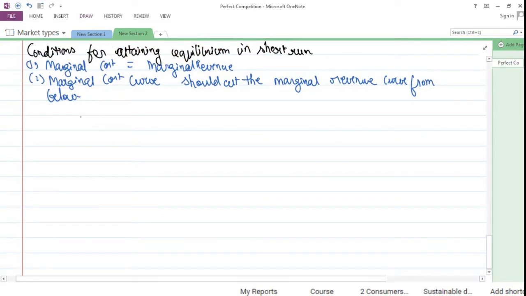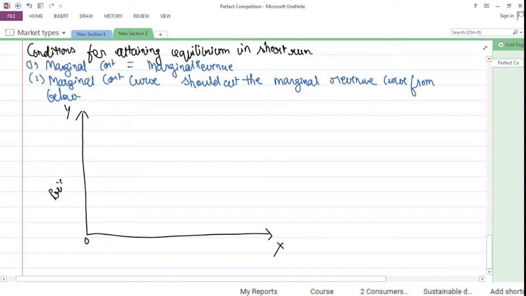So we'll be drawing a diagram for it. This is the y-axis, this is the x-axis. On the y-axis we have the price, and on the x-axis we have output. So this is the price at which the product is being sold. It means that average revenue is equal to marginal revenue. At this stage the price is determined. So the market price is this.